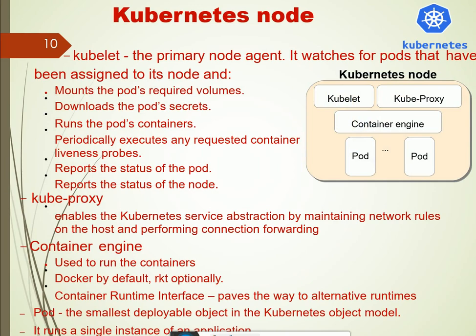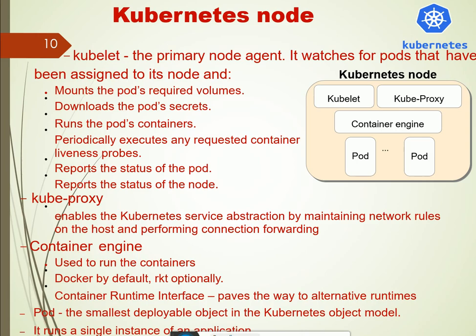Now the Kubernetes node. Kubelet, the primary node agent. It watches for pods that have been assigned to its node and mounts the pod's required volumes, downloads the pod secrets, runs the pod's containers, periodically executes any requested container liveness probes, reports the status of the pod, reports the status of the node. So it is basically an agent through which you can watch the pod.